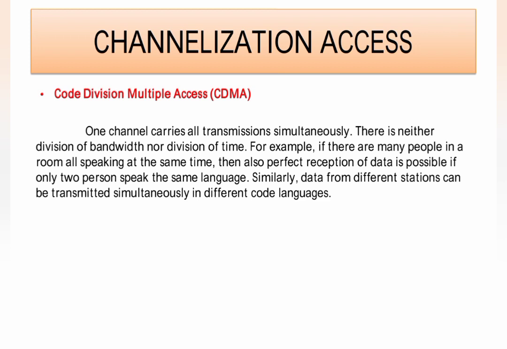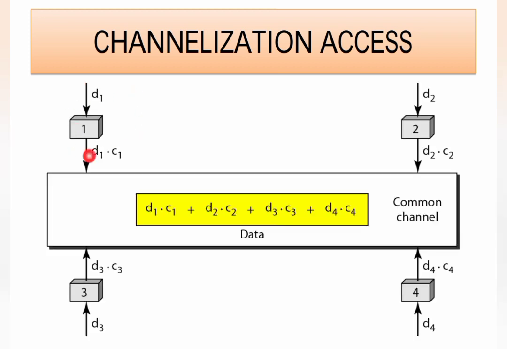For example, if many people in a room are all speaking at the same time, perfect reception of the data is still possible if only two persons speak the same language. Similarly here, data from different stations can be transmitted simultaneously in different code languages. That is why each station is allocated a code to transmit through the single common channel, to avoid collisions in the channel. So it combines the advantages of both FDMA and TDMA.